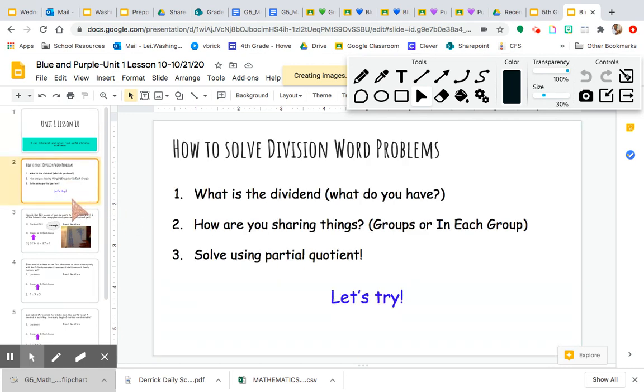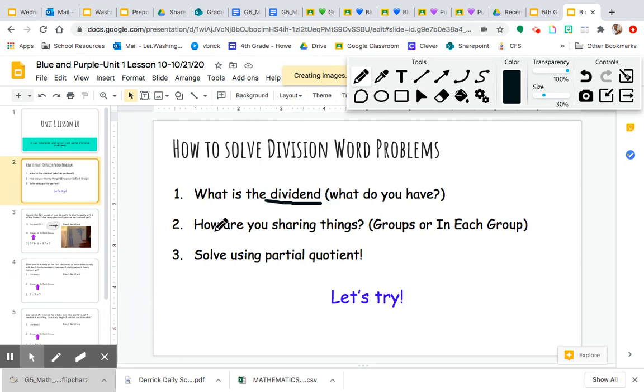So let's read these directions for how you solve division word problems. First things first, you need to figure out what is the dividend. And remember, a dividend is what you have total. Remember, I like to use the dividend apples. I always like to think I have apples. So first, figure out what it is you have that you are giving away or sharing equally.